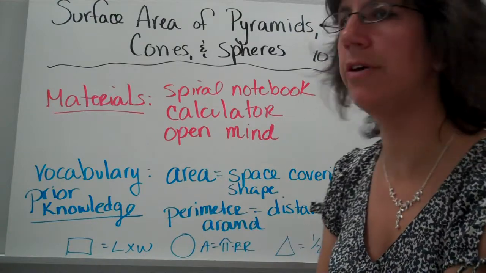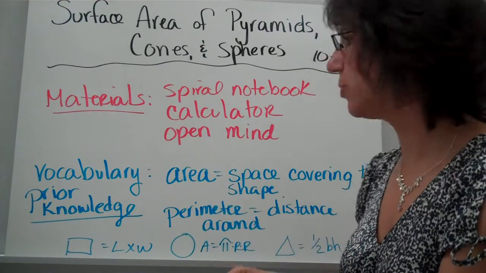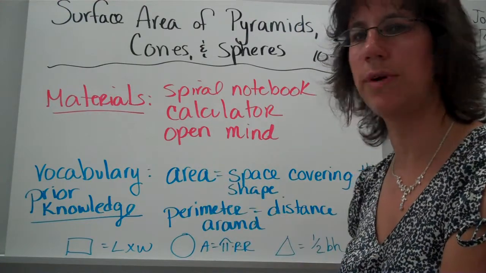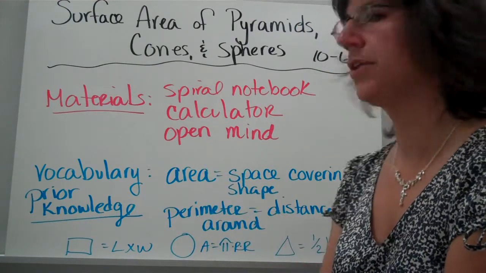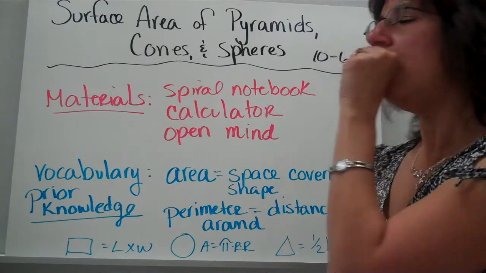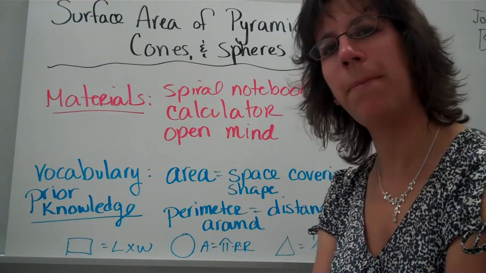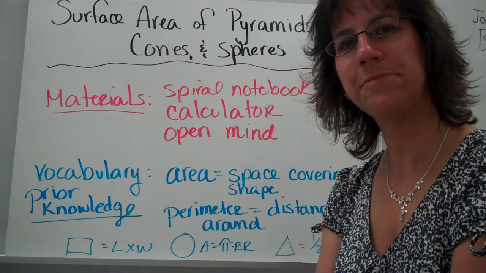The vocabulary and the prior knowledge you're going to need, of course: area is the space covering a shape, or inside a shape. Perimeter is the distance around. And you have the formulas for area of a rectangle, circle, and triangle. Go ahead and pause the video, make sure you have the materials you need, and then come on back and we'll do some practice problems.